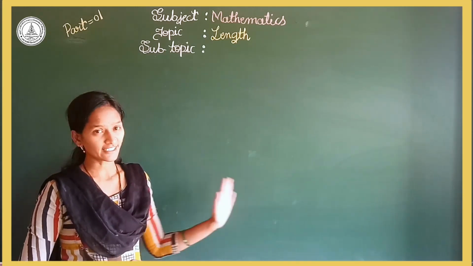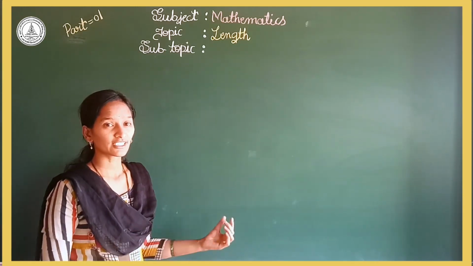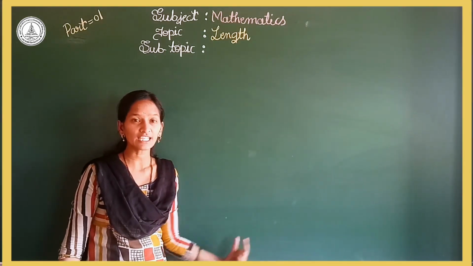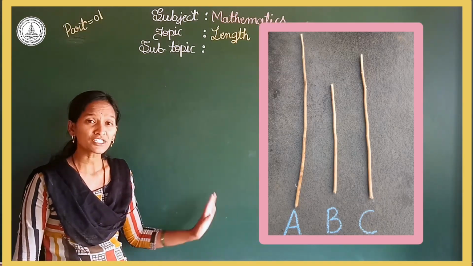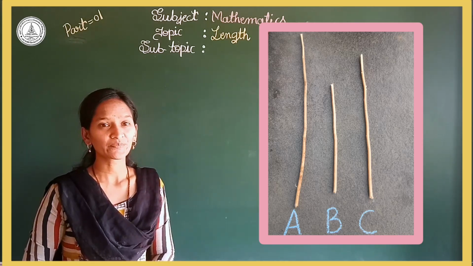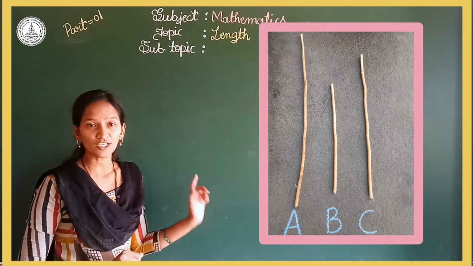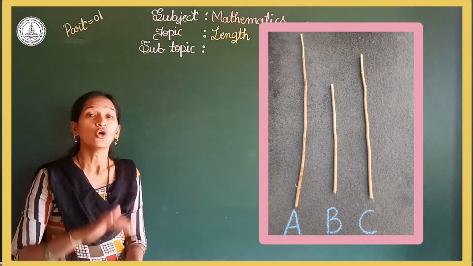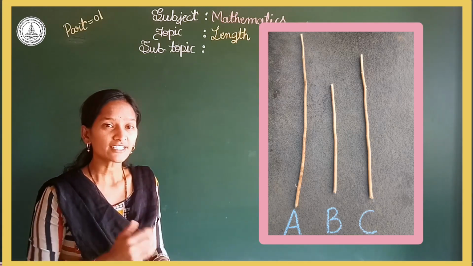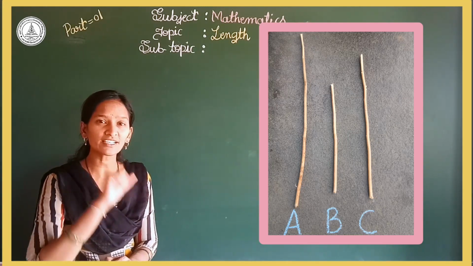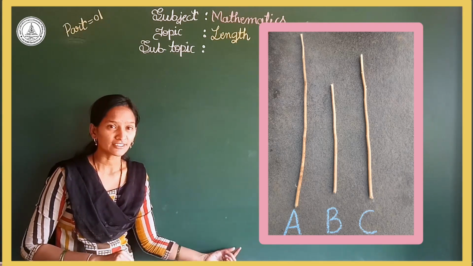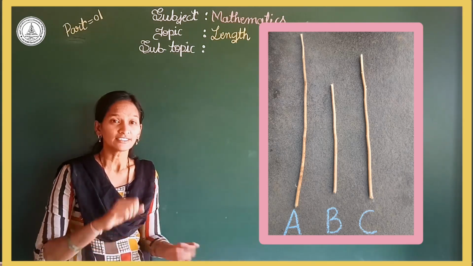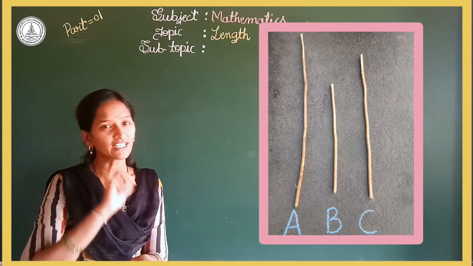Here are three sticks, right? So this is A, B, C. These are the three sticks, right? So in these three sticks, which is the longest stick? Yes, you are right. The first one, the A stick, is the longest stick. Yes, now you tell me which is the smallest stick? Yes, the second one, that is B, right? That stick is the smallest in length.